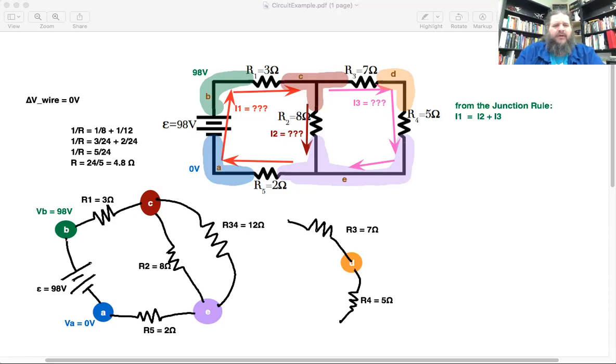4 and 4 fifths. So that means the two of these together act like a single 4.8 ohm resistor, weaker than either one individually because paths in parallel make it easier for current to flow. So let me move this aside and we'll treat this as R234 altogether acting as 4.8 ohms.